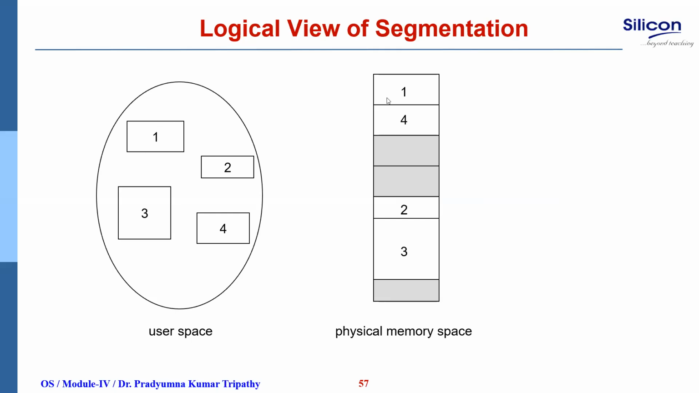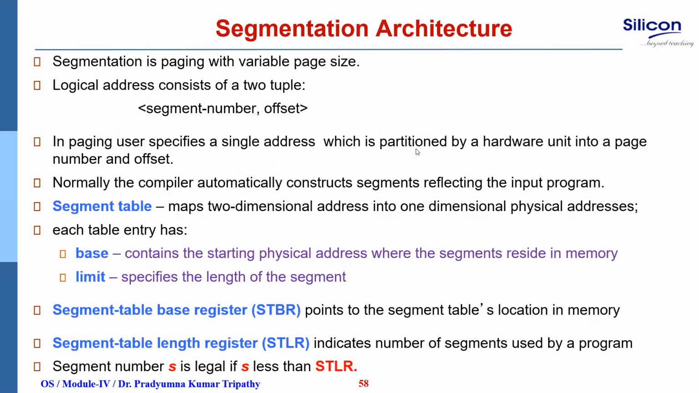Segment 1 may be loaded into one memory location, 2 may be some other location, 3 may be somewhere else, so they may not be in contiguous locations. However, one segment will be stored in one contiguous location. Segment 1 may be about 100K, 2 may be 50K, 3 may be 500K, or 4 may be 200K. So different segments are of different sizes, and they will be loaded into the memory, right?